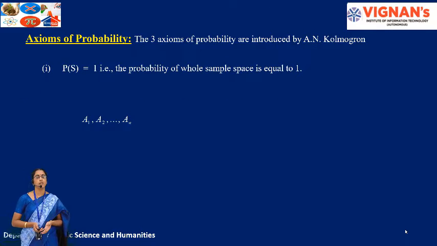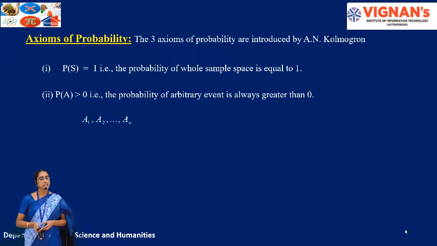If we consider rolling a dice, the sample space is 1, 2, 3, 4, 5, 6, so totally 6 numbers. The probability of getting 1 is 1 by 6, 2 is also 1 by 6, 3 is also 1 by 6, 4 is also 1 by 6, 5 is also 1 by 6, and 6 is also 1 by 6. If we add all these 1 by 6, again it is equal to 1. So whatever the experiment may be, finally the probability of the sample space must be equal to 1. That is the utmost condition satisfied by probability.